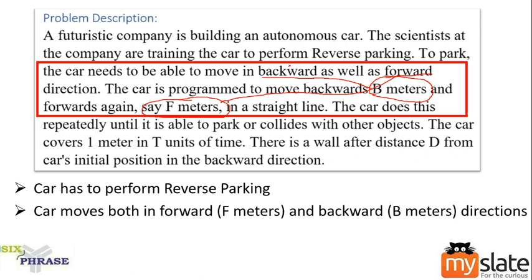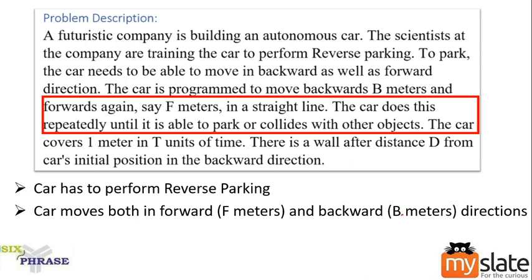We'll note it down. The car moves forward f meters and backward b meters. This is the distance covered. It can move in both forward and backward directions, but only in a straight line. Don't bother about getting a zigzag path. In the forward direction it covers f meters, in the backward direction it covers b meters. Look at the next line.